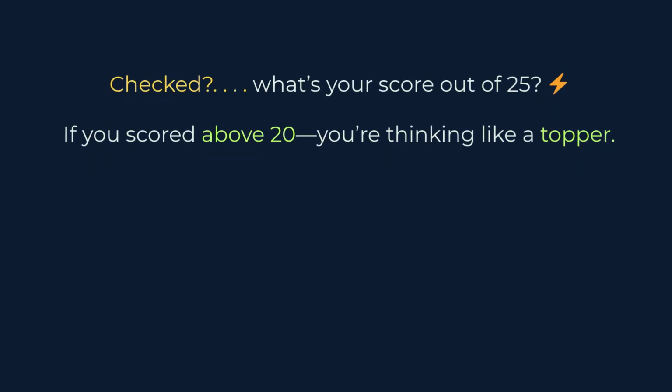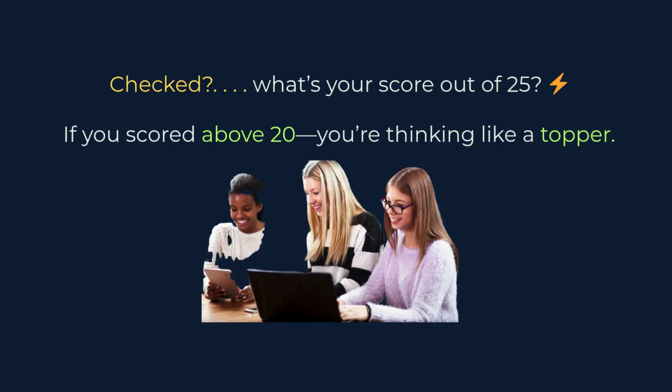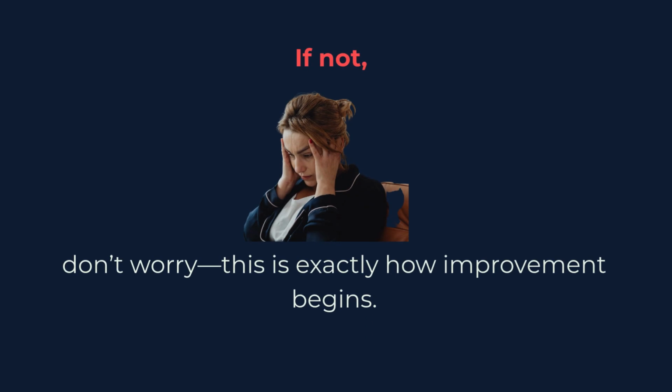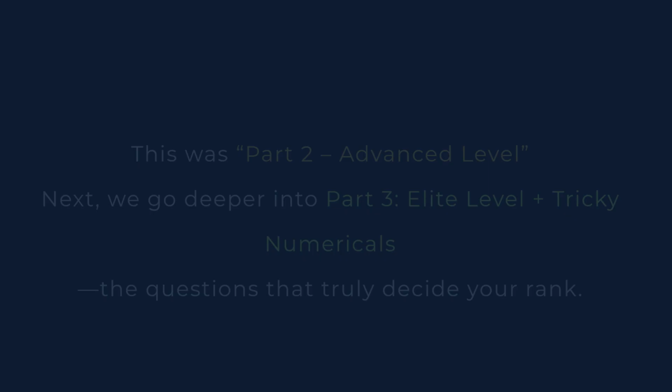Checked. What is your score out of 25? If you scored above 20, you are thinking like a topper. If not, don't worry. This is exactly how improvement begins.